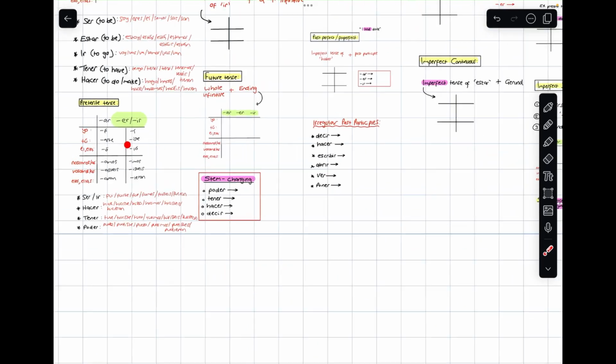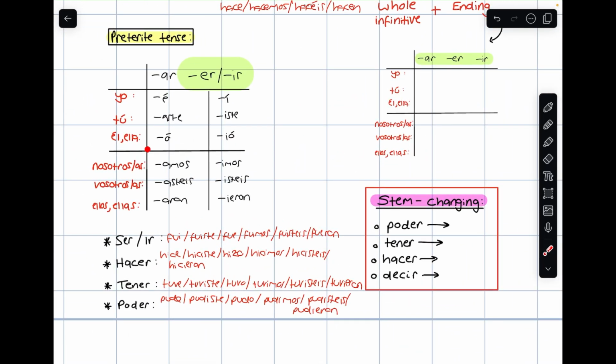And there we have it, a very brief summary of the preterite tense, going through our regular endings and also a few of the most important irregulars. Be aware that in Spanish there are more irregulars for all these tenses, but these are just the key ones for the purposes of the summary video.